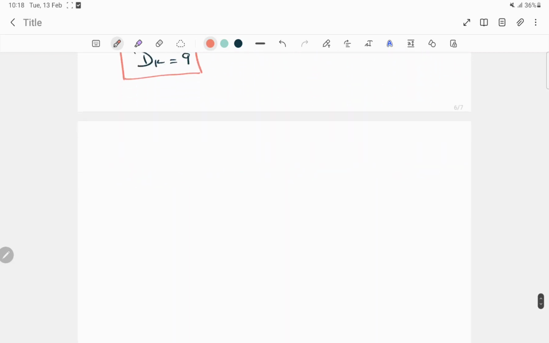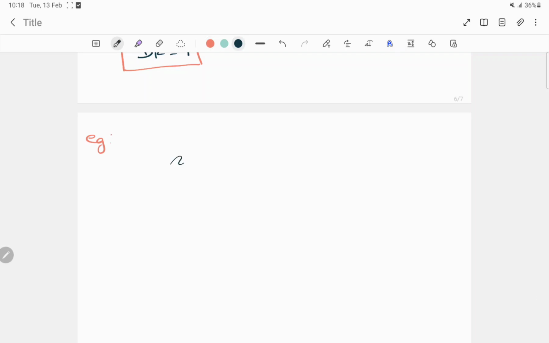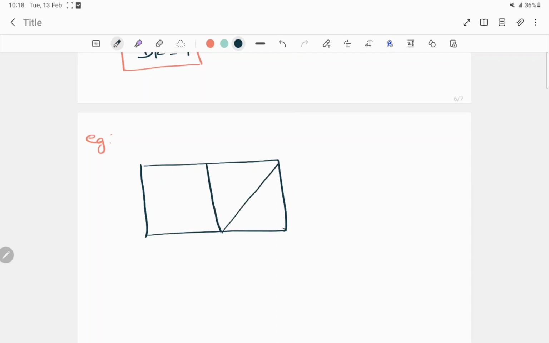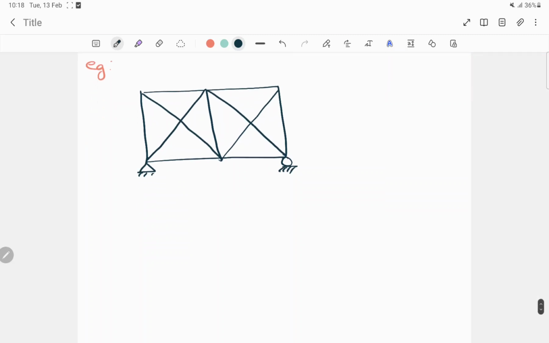Okay, so I'll take one more example. This is a truss. This truss is like this. Here one end is a hinge and the other end is a roller. Now here also we have to do the same thing.